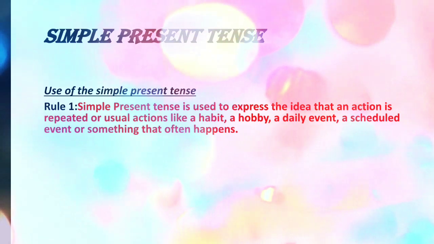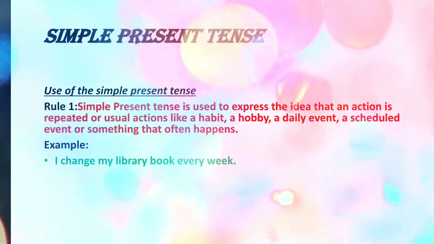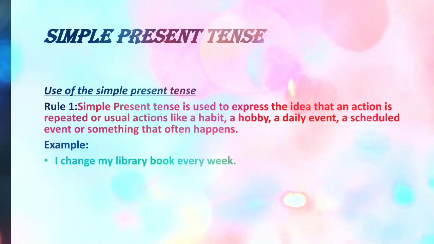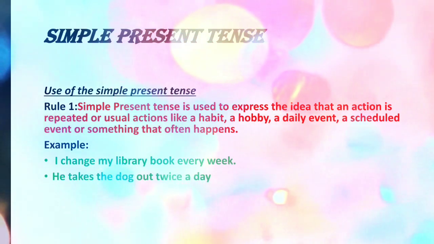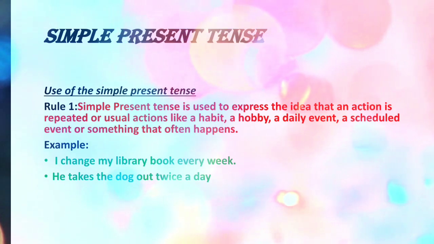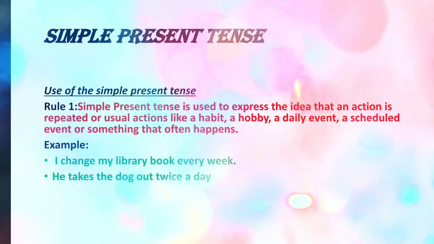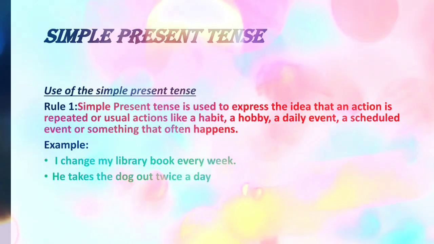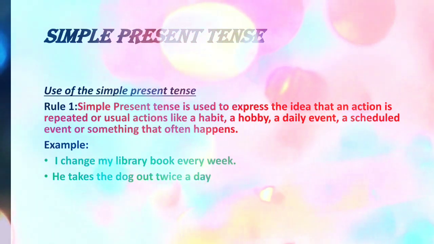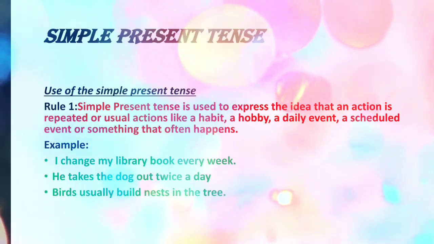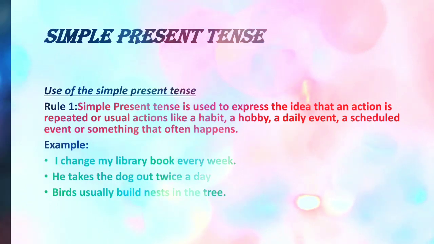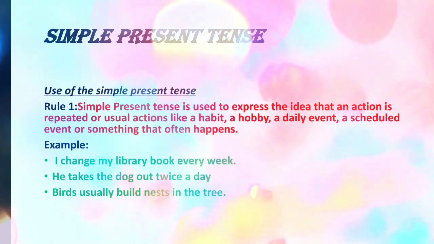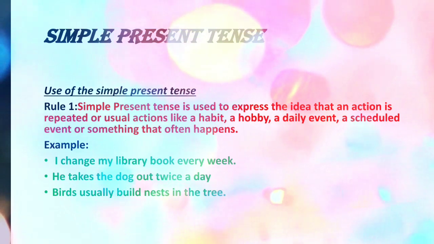As you can see the examples. Example 1: I change my library book every week. This is a scheduled task. Daily event: he takes the dog out twice a day. It is also a daily event, because twice a day. Birds usually build nests in the trees. This is a habit, or you can say a hobby also.